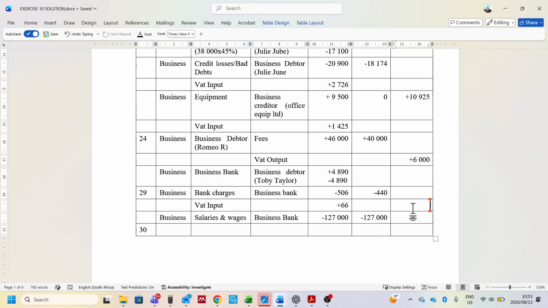Salaries and wages, we're paying the employee, so there will be a tax because there is a service. But that tax is not VAT, it is income tax. So over here, we'll show the amount that we're paying our employees, and this amount is already excluding income tax. So we'll show the amount that is completely paid over to the employees.